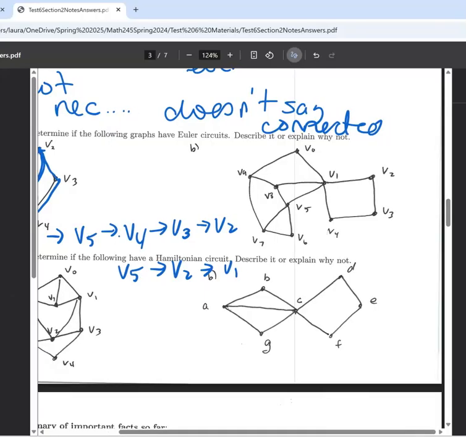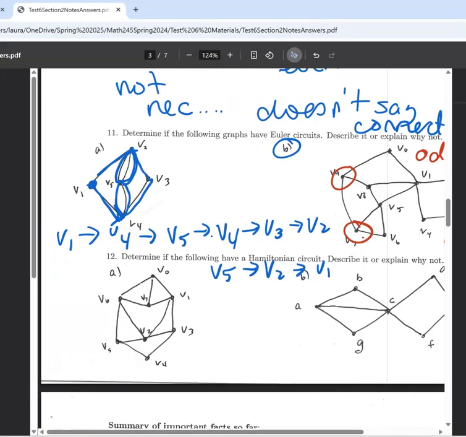How about this one, part B? Does this have an Euler circuit? Let's look at the degree of these vertices. Oh, I see it. Do you? Degree 3, degree 3. Since there are odd degree vertices, there's no Euler circuit.